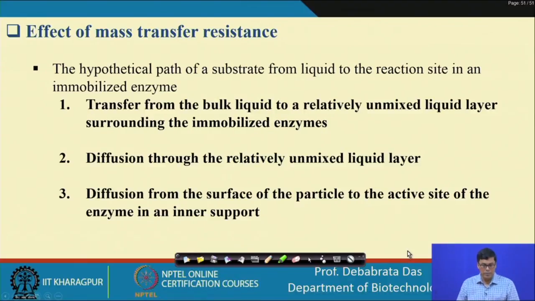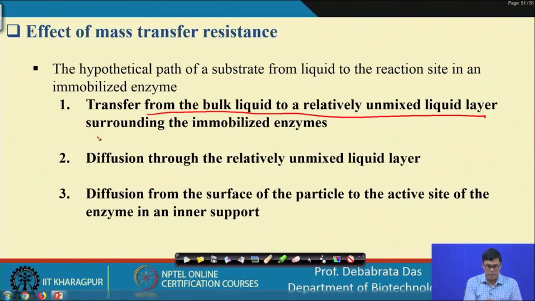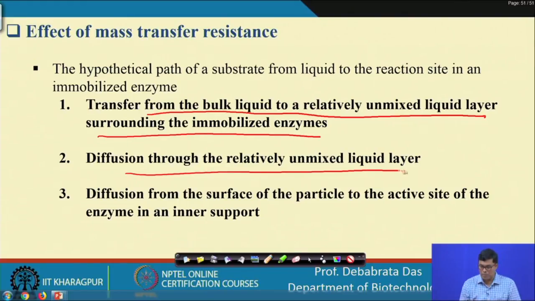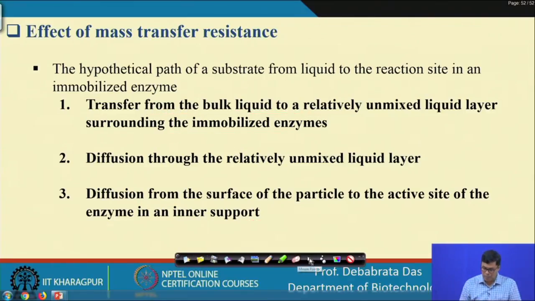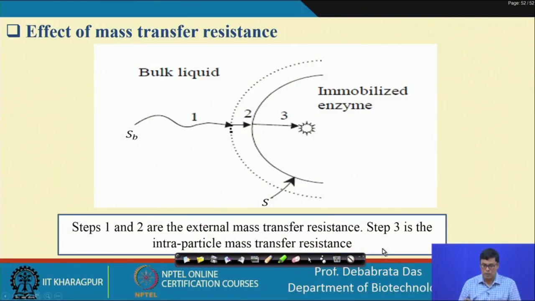Now, the effect of mass transfer resistance. The hypothetical path is like this: transfer from the bulk liquid to the relatively unmixed liquid layer surrounding the immobilized enzyme, diffusion through this relatively unmixed liquid layer, and diffusion from the surface of the particle to the active site of the enzymes at the inner support. I think in the next slide we have represented this in a pictorial form.